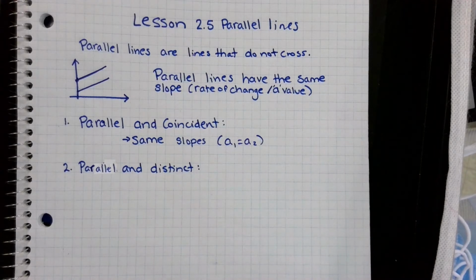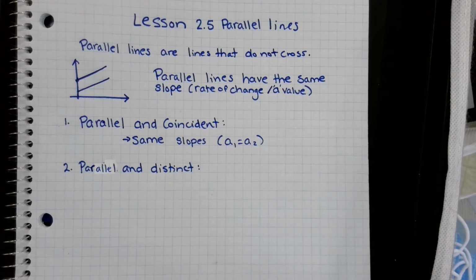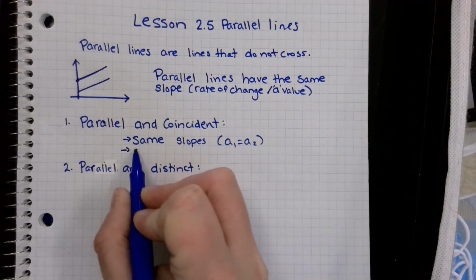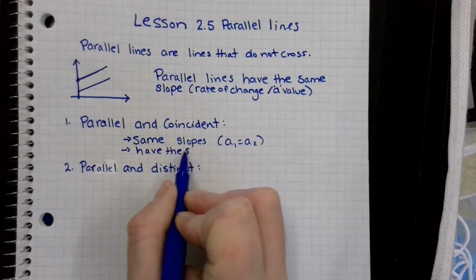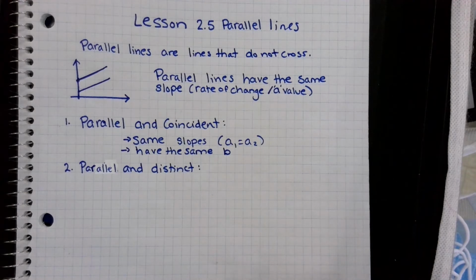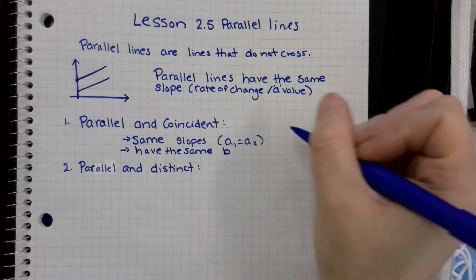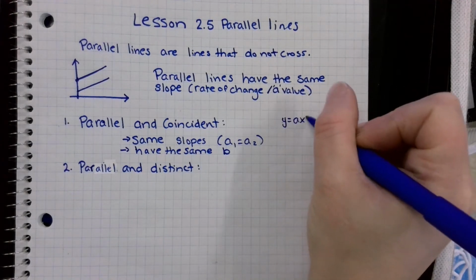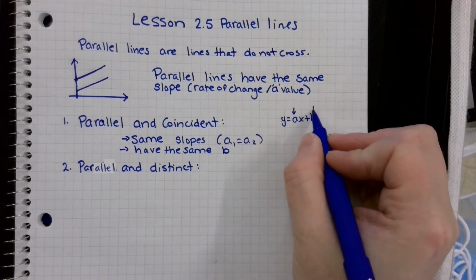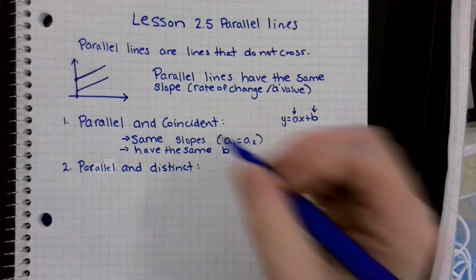They have the same a value, so both lines, because we're dealing with two lines when we talk about parallel lines. You could have two or more, but really this year we're just dealing with two lines that are parallel. So it means that they have the same slope, which we just covered, but they also have the same b. Because remember, a line looks like this. So if they're parallel, they share the same a, and if they're parallel and coincident, they actually have the same b as well.